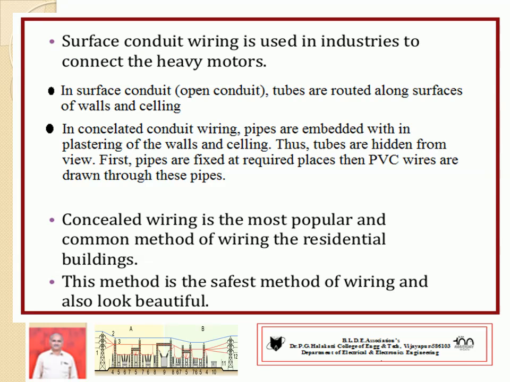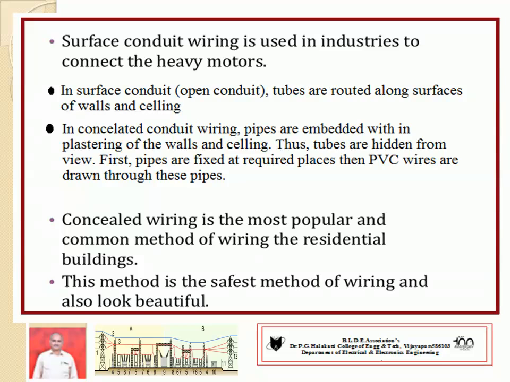In almost all applications in the modern era, surface conduit wiring is more useful for industries as well as residential purposes. In open conduit wiring, the tubes are placed or routed along the surfaces of walls and ceilings as per your wiring design diagram. Later on, the wires, live wire and neutral wire, are drawn inside these fixed tubes. This is called open conduit type or surface conduit type.